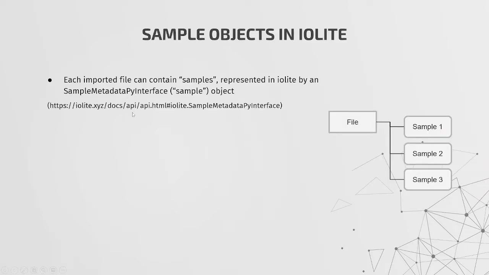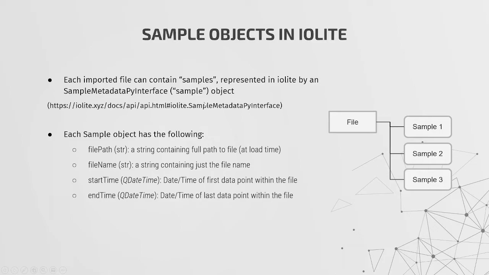And the API for these are described in the sample metadata interface, because that's the full name of the object, even though I'll just be referring to them as a sample object. And similar to the file object, each has a file path, a file name, a start time, and an end time. And you can use these sample objects to do things like create selections. You can get out a list of start times, or a start time for it, and then split that time up. You can create other objects based on these properties as well.